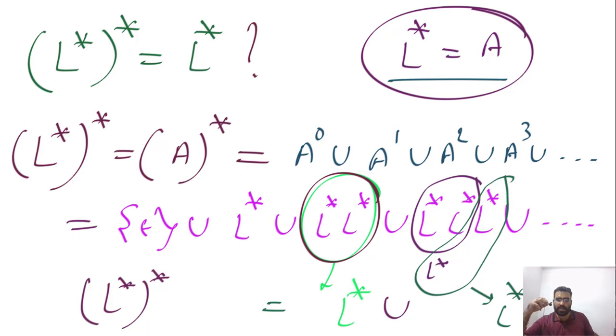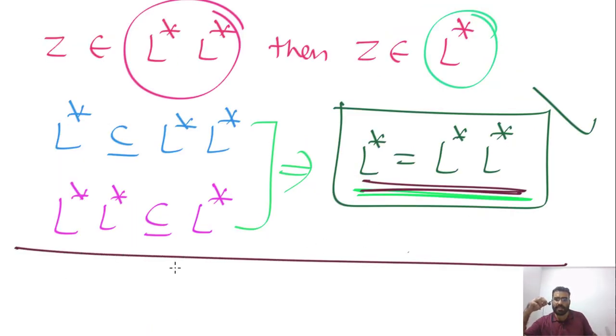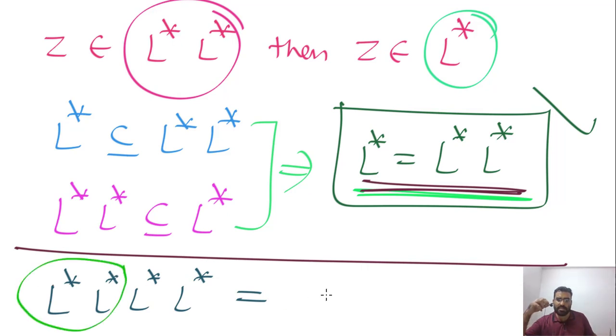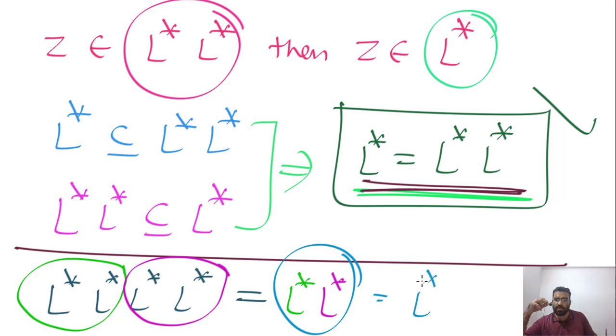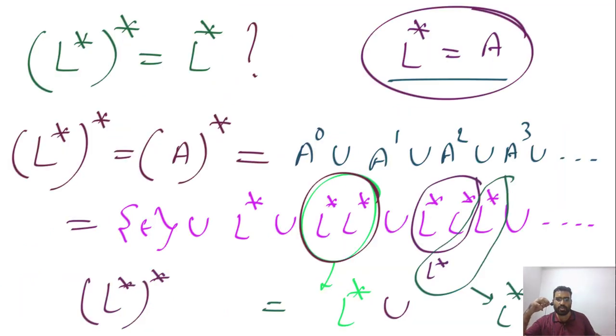Similarly, you can notice that it does not matter how many copies of L star you take: L star L star L star L star. What will that be equal to? L star L star is equal to L star, and L star L star is also equal to L star. So any number of L star you take, it does not matter.